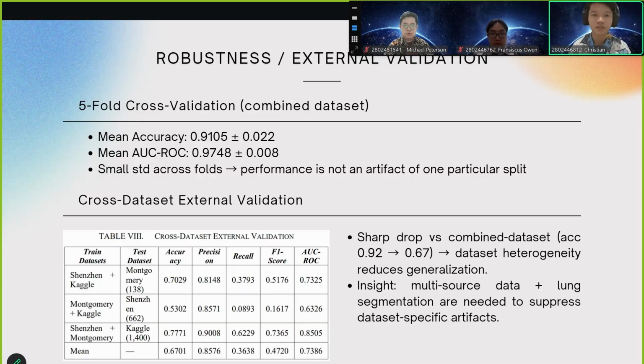Second, we ran cross-dataset validation: train on two datasets, test entirely on the unseen third. Performance drops substantially to a mean accuracy of 67% and AUC of 74%. The best case was training on Shenzhen plus Montgomery and testing on Kaggle. The worst was testing on Shenzhen.